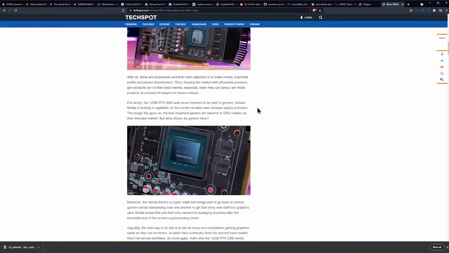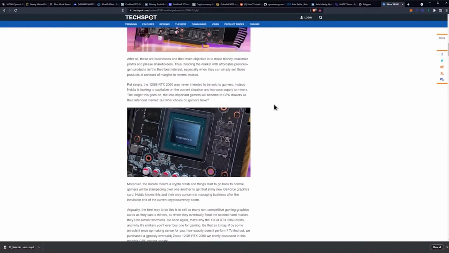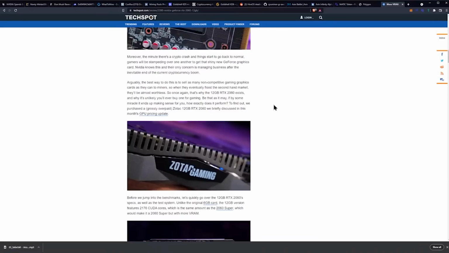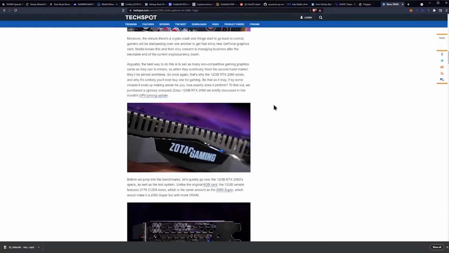But put simply, the 12 gigabyte RTX 2060 was never intended to be sold to gamers. Instead, NVIDIA is looking to capitalize on the current situation, increasing supply to miners. I haven't seen this. The GPU that's selling to miners primarily right now from NVIDIA is the A2000, which is a data center card. I'm not hearing of people building 12 gigabyte RTX 2060 rigs. The shortage just seems to be for everybody, and you have a better chance of building rigs with the A2000 than the RTX 2060. So I don't think they intended this to be a mass bulk sell to miners. I don't think that's true at all. I feel like this article just wants to complain about it.